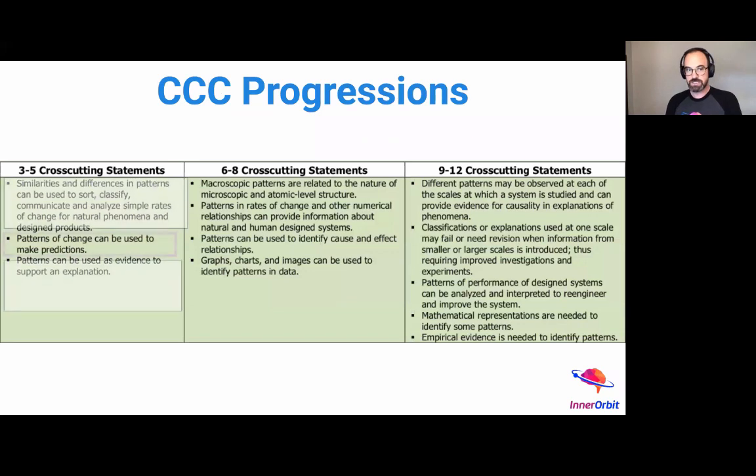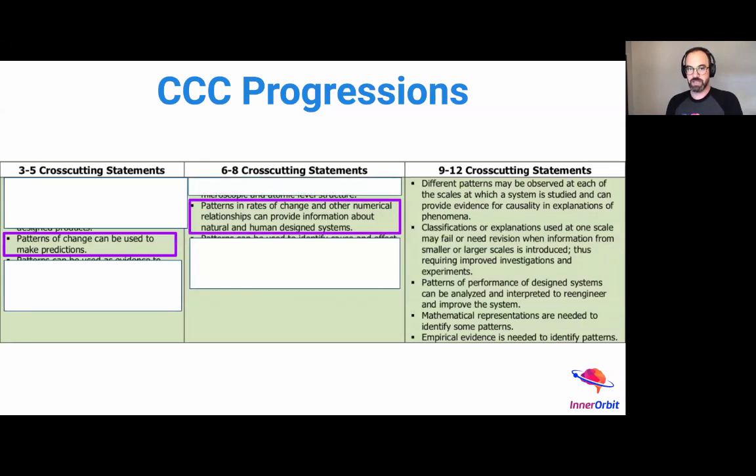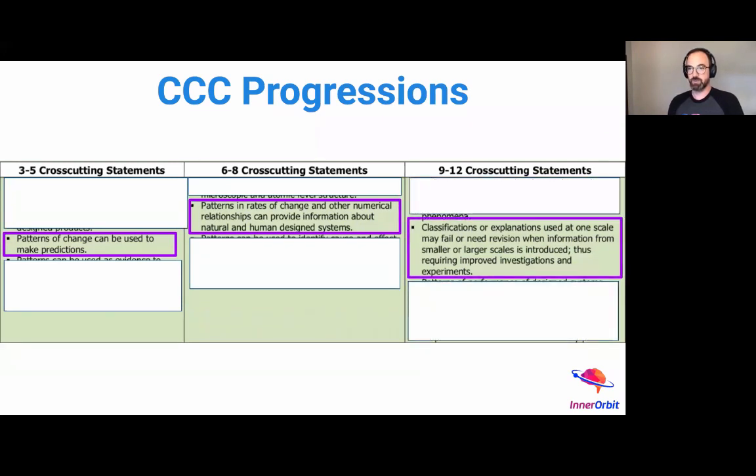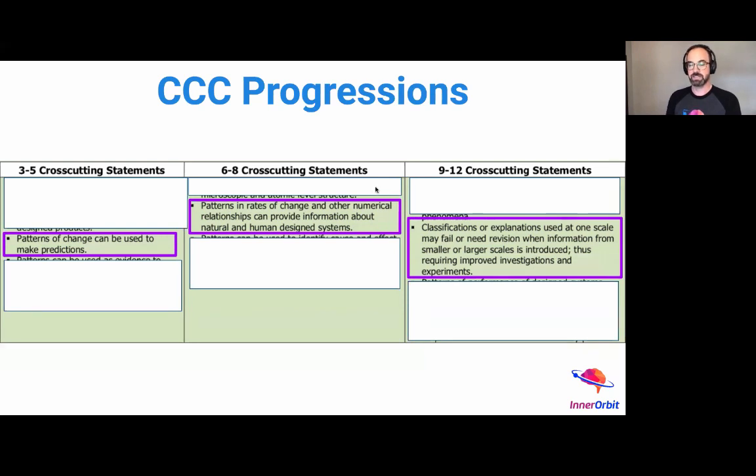So the cross-cutting concepts do the same thing. Patterns of change can be used to make predictions, and then patterns in rates of change and other numerical relationships can provide information. So now we need a numerical relationship between those things. And then now we're looking at scale, and actually the scale of a pattern, and if that can be used for a relationship. So we might look at molecular scale patterns. We might have to look at global or even greater than that scale patterns in order to get the information we need to explain phenomena and to have evidence that's ample to do that.